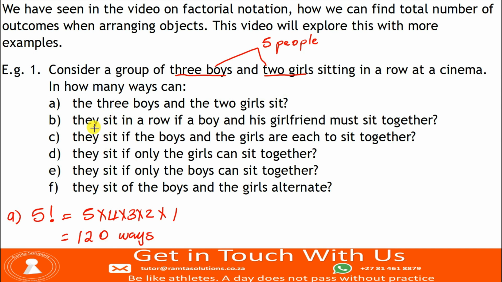Part B says, how many ways can they sit in a row if a boy and his girlfriend must sit together? And kids, please, there are no girlfriends at this time. You're still at school, eh?